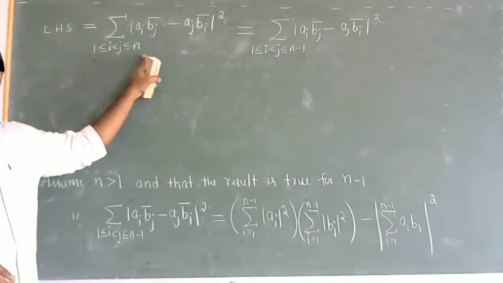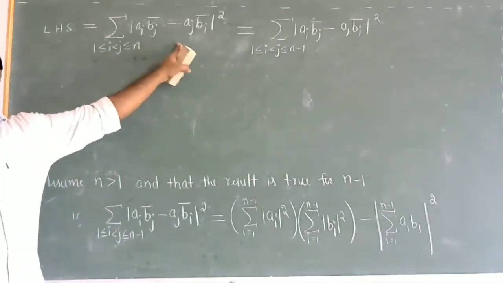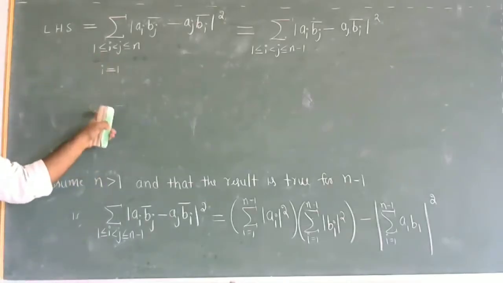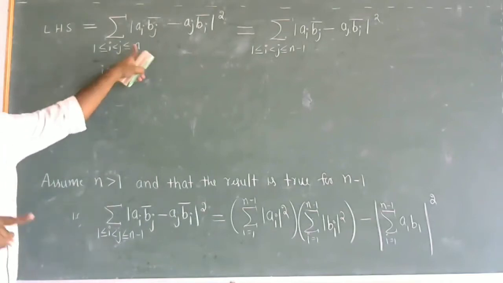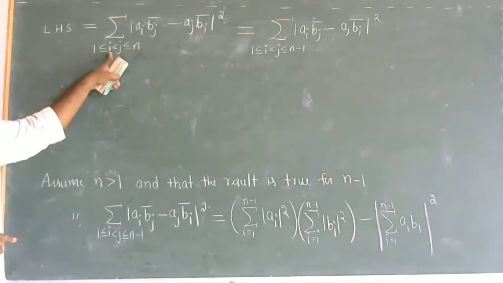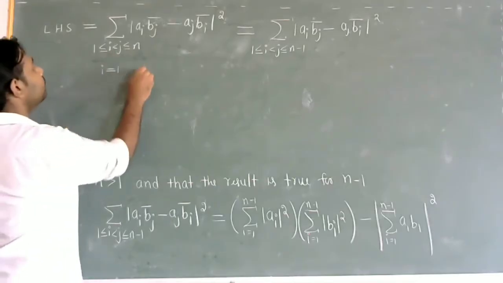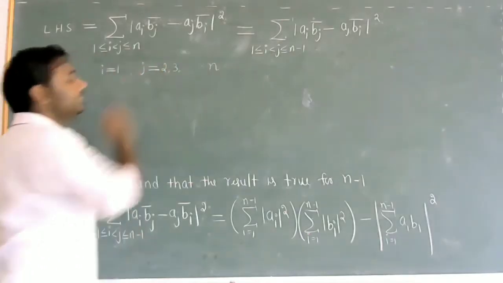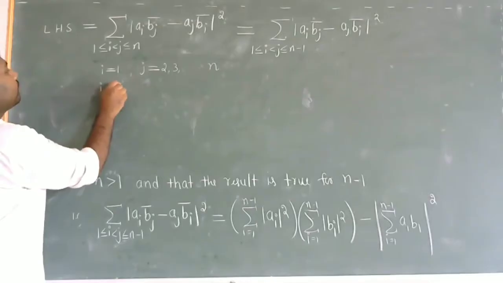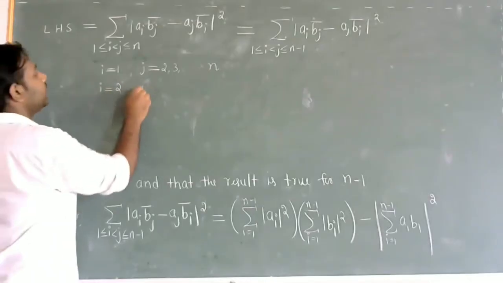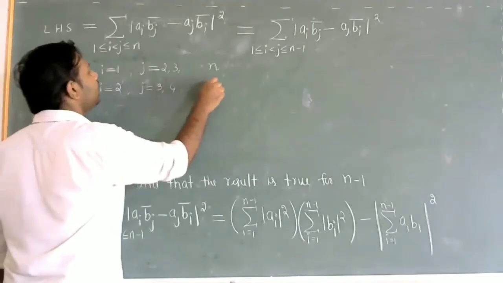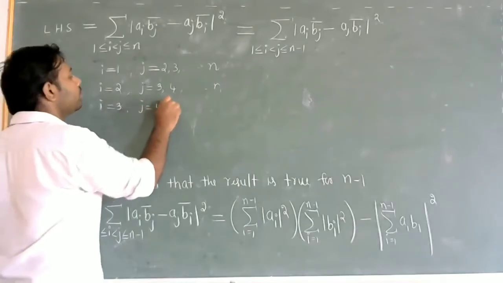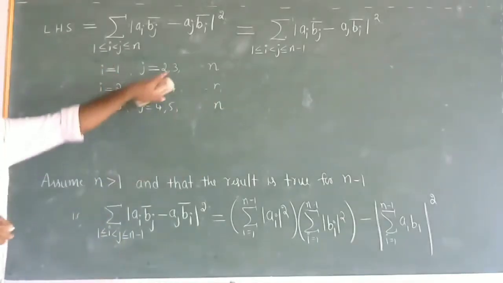According to this summation, for what values of i and j does it run? So i takes the minimum value 1, i starts from 1 and j takes all possible values up to n greater than i. So for i is equal to 1, j takes the values from 2, 3, so on to n. So next value of i is 2, so j takes 3, 4, so on to n. So next value for i is 3. So j takes 4, 5, so on up to the maximum value n.